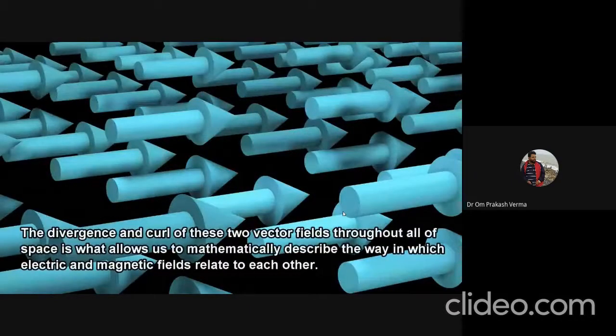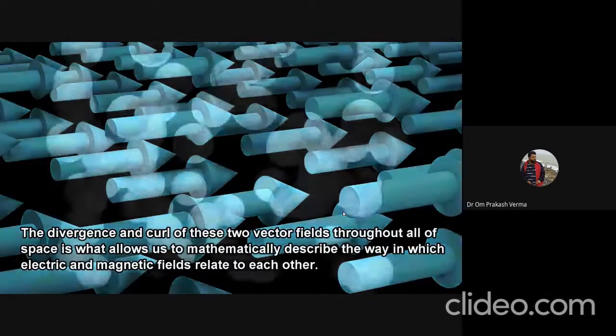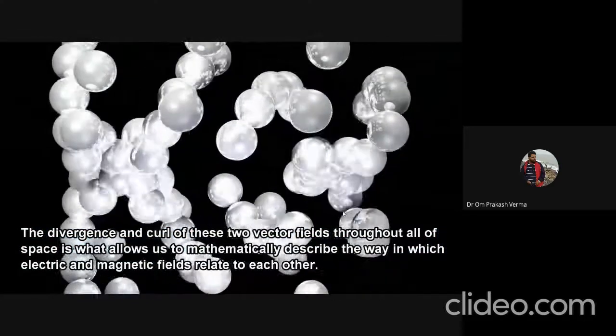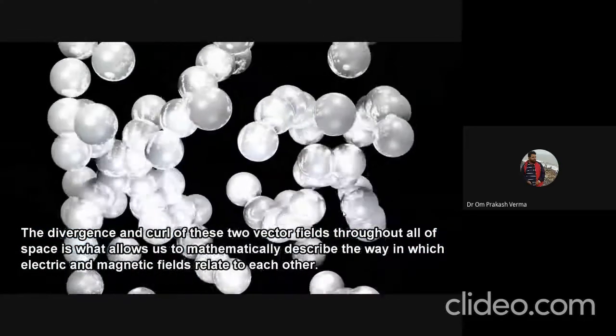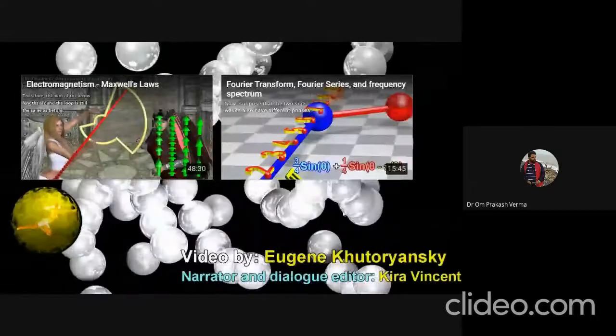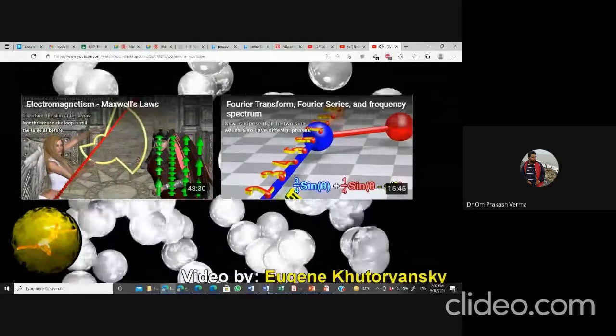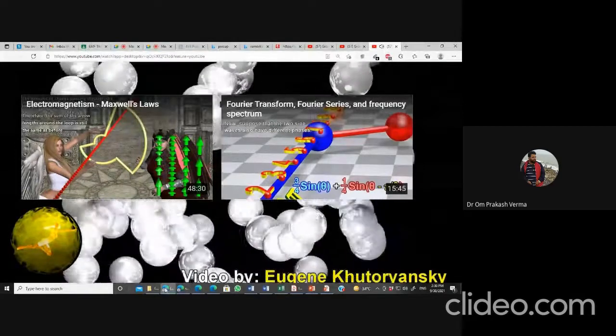The divergence and curl of these 2 vector fields throughout all of space is what allows us to mathematically describe the way in which electric and magnetic fields relate to each other. More information is available in the video titled Electromagnetism, Maxwell's Laws, and in the other videos on this channel.